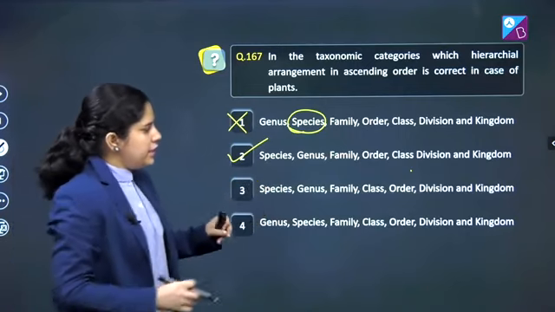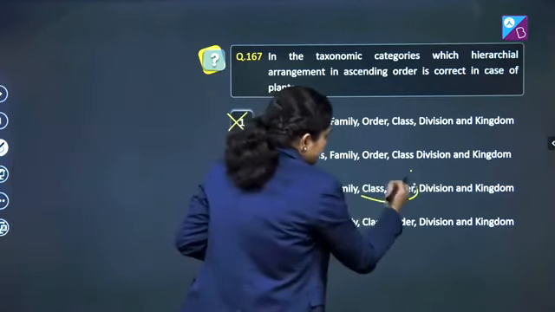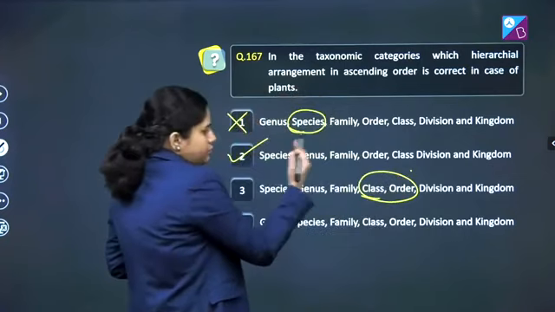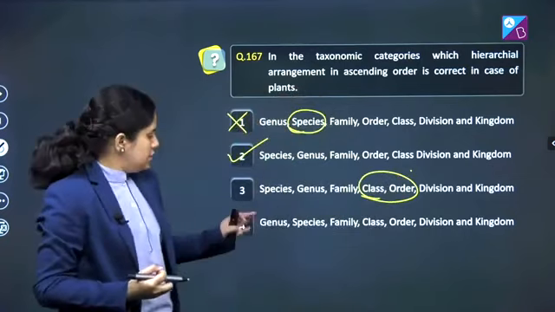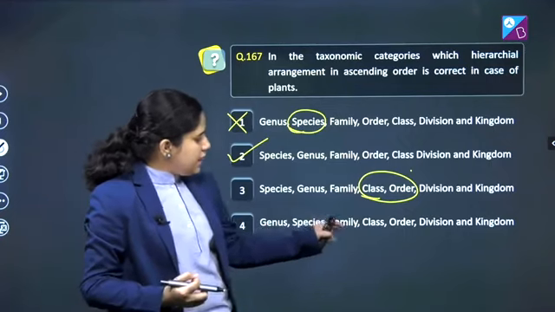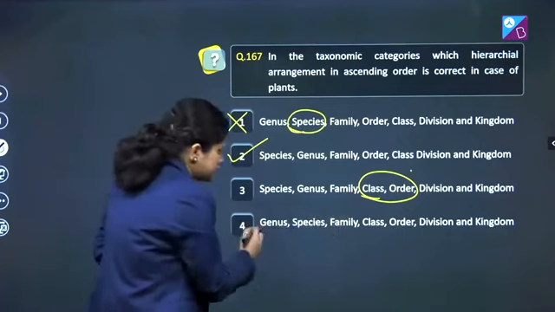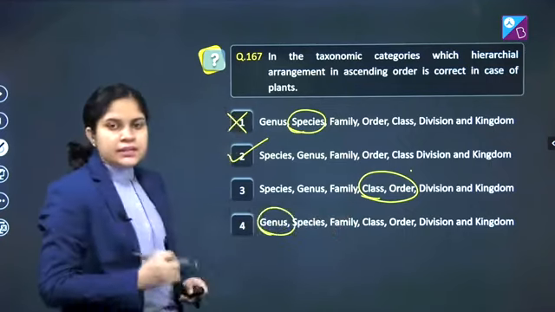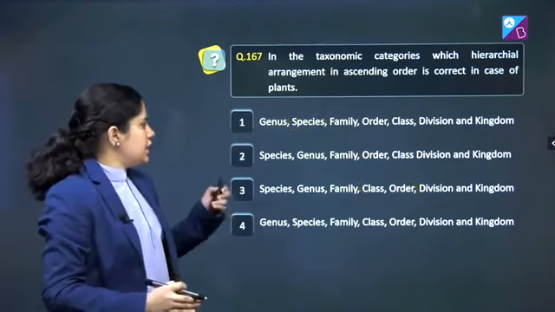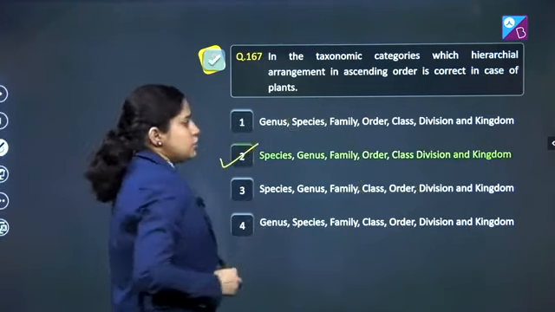Third, species, genus, family, class, order, division and kingdom. ये भी गलत है क्योंकि यहाँ पर order should come before the class. Fourth, genus, species, family. Again this is incorrect because genus is placed incorrectly in this ascending order. So question का correct answer होगा option number 2.